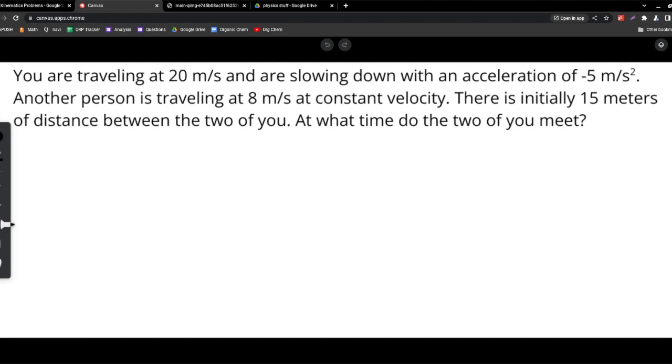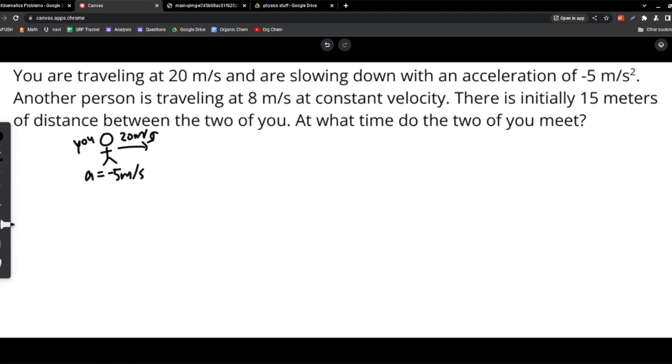This is a very unsophisticated way of phrasing the question because originally I just had a picture to work off of, but we always want to draw a picture if we don't know where we're starting. So let's say that this right here is you. Now, you are traveling at 20 meters per second with an acceleration of -5 meters per second squared.